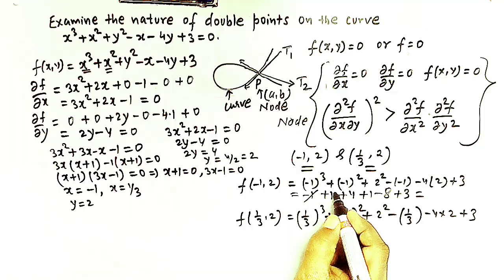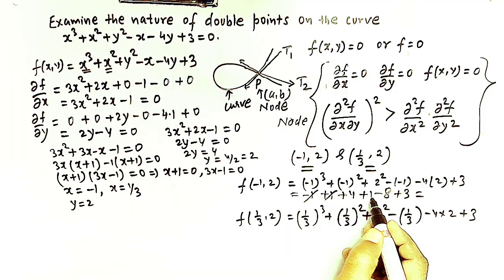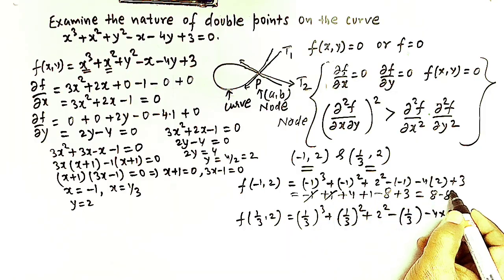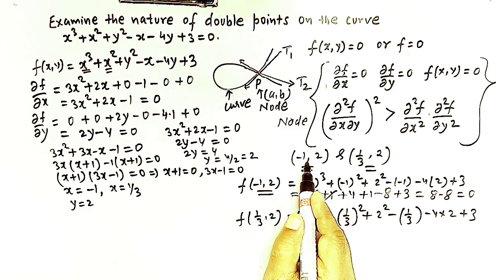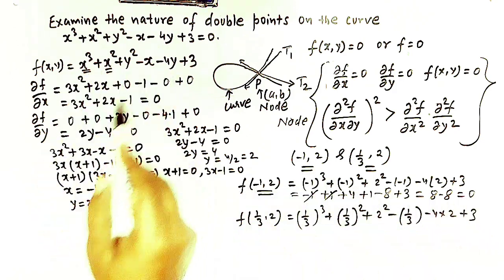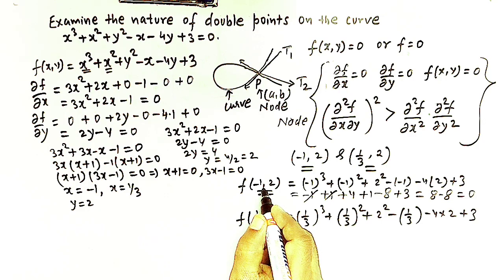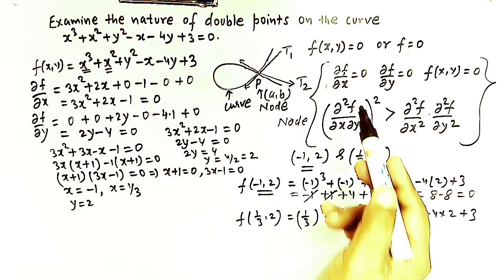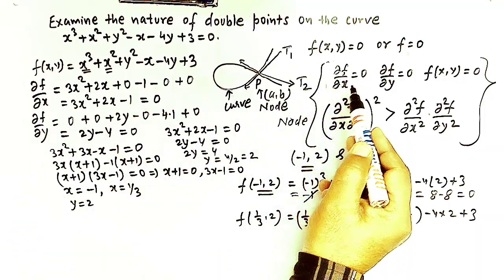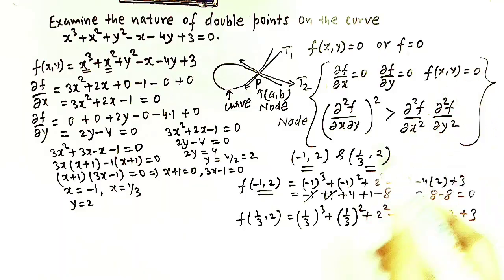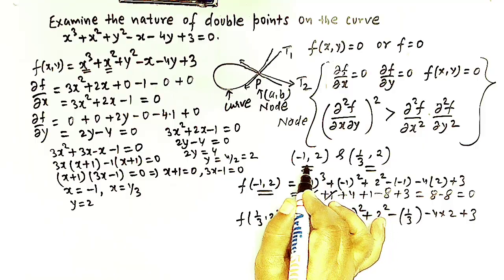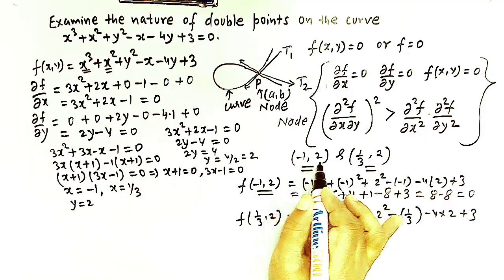So we have now here 4 plus 1 is 5 and 5 plus 3 is 8. So we have 8 minus 8 is equal to 0. So we have f of x comma y is equal to 0. So this point satisfies the equation of the given curve. Therefore this point is a double point, because here we have del f over del x is equal to 0, del f over del y is equal to 0, and f of x comma y is equal to 0, right? So we have this double point, that is minus 1 comma 2.